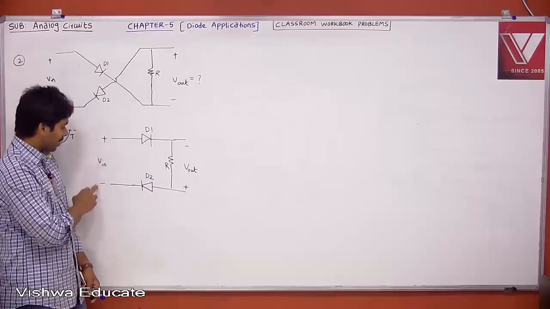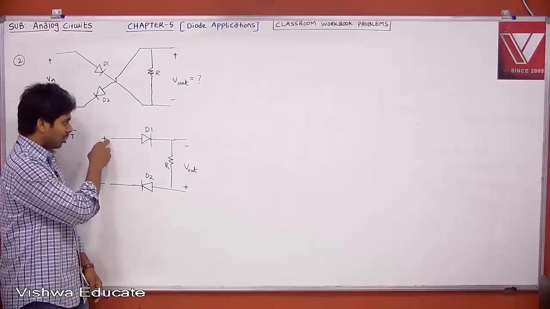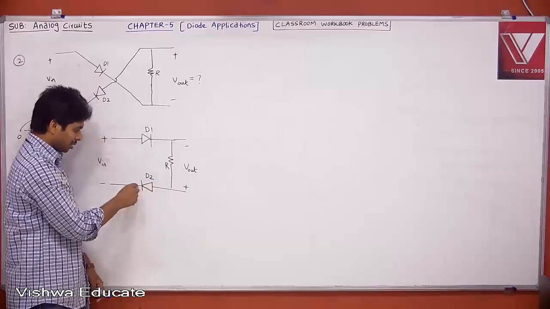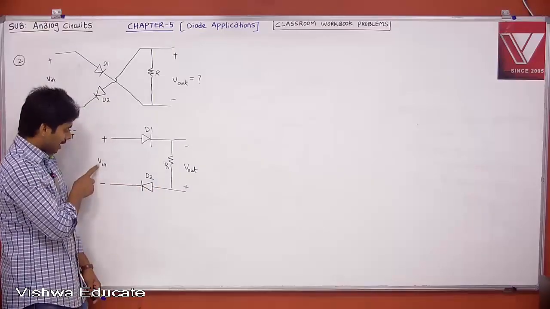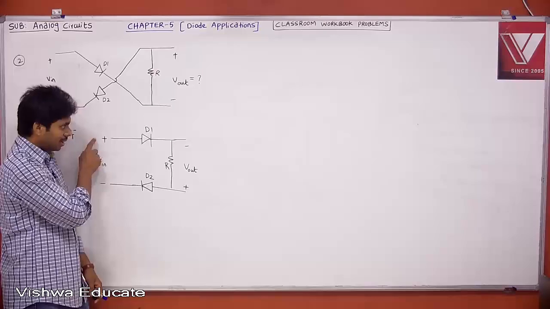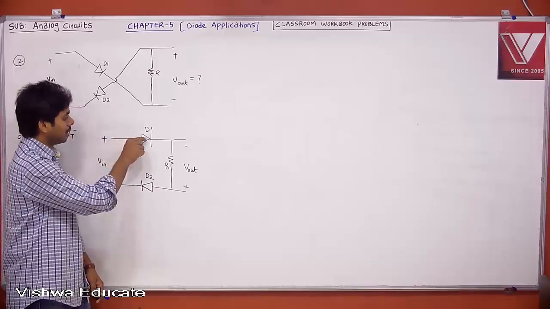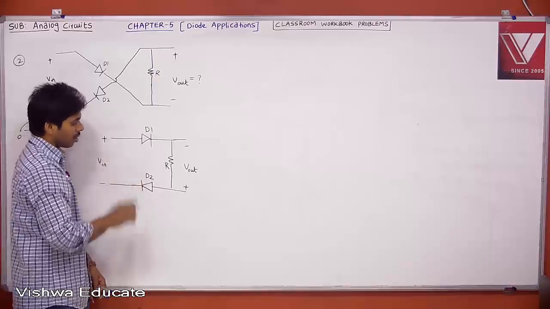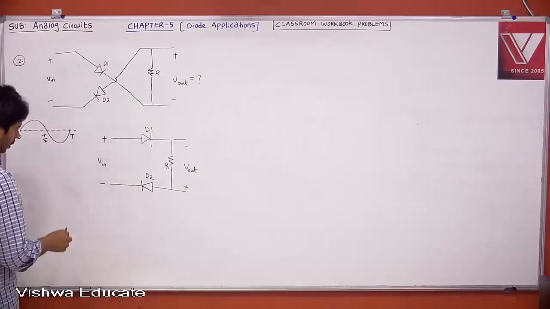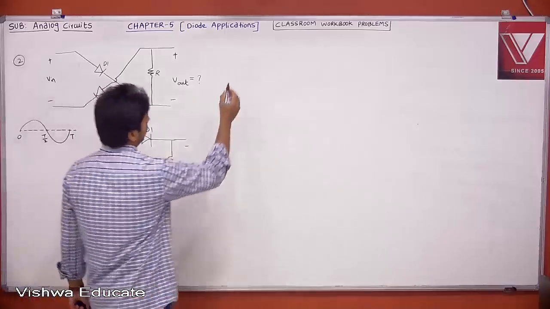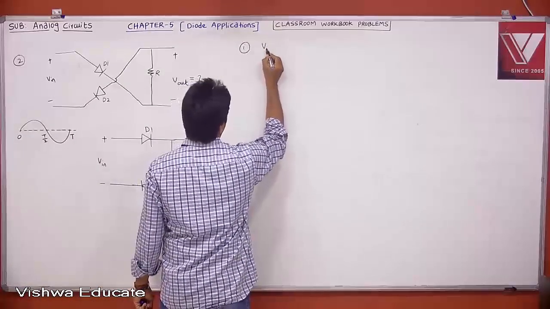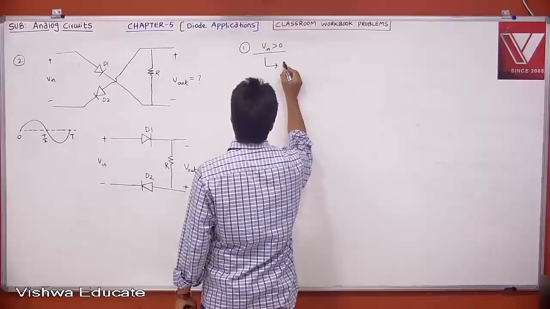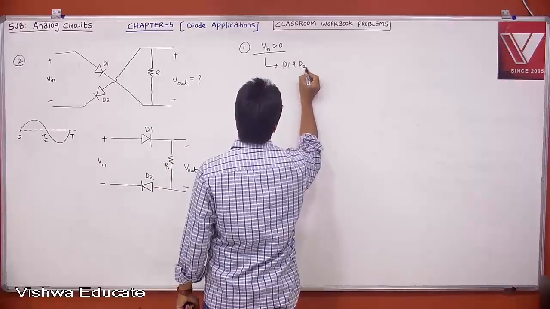Now tell me, when V in is positive, then surely diode D1 will be on, and this diode D2 will also be on, right? If V in is negative, then this is minus, so diode D1 will be off. The same for D2: N is connected to plus, so this is also off. Therefore, case 1: if V in is greater than 0, positive, then both diodes D1 and D2 are on.